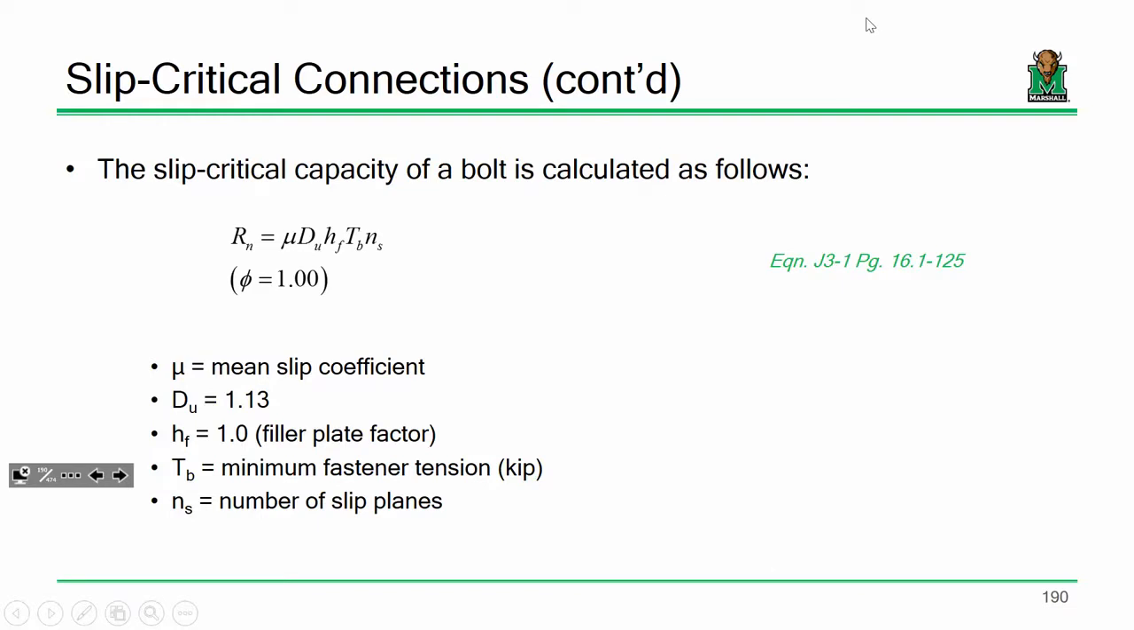Think about what's happening. If I take plate A, plate B, stick a bolt through them, and start tightening the bolt, the plates are mashing together. But what do you think's happening to the bolt? The bolt's wanting to stretch out. It's wanting to get longer. Does that make sense? So the way that we go about this is we try and achieve a given fastener tension inside the bolt. Now, D sub U, this is an adjustment factor. This is 1.13. I'll talk about that here in a second. We have H sub F, which is a filler plate factor, and we also have the number of slip planes. I'll talk about each of these. All right. Everybody good so far?